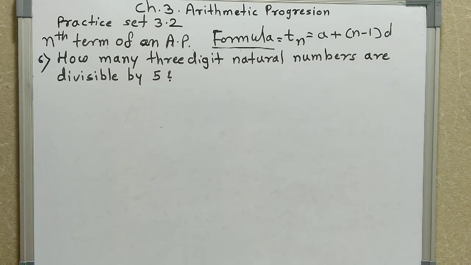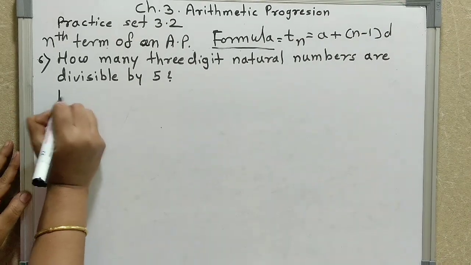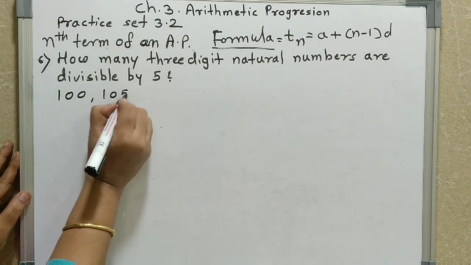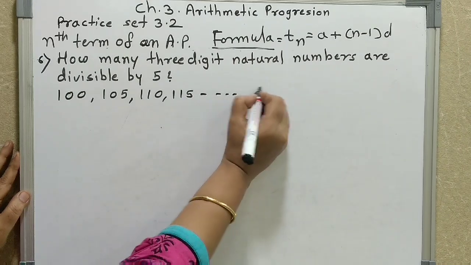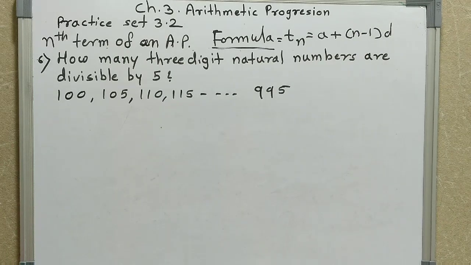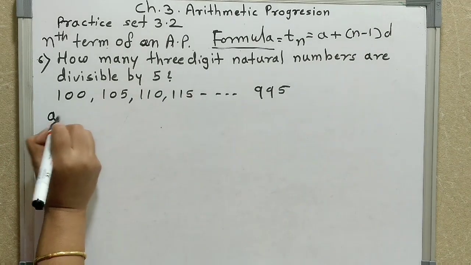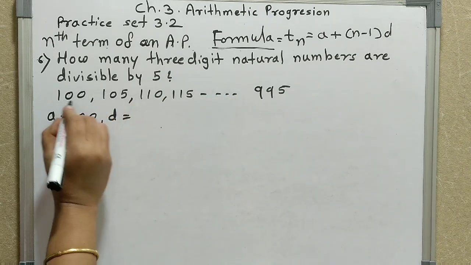How many 3-digit natural numbers are divisible by 5? First we see the 3-digit numbers. 3-digit numbers start from 100 up to 999. But we want those divisible by 5. So our first number is 100, then 105, then 110, 115, up to 995. These are the numbers divisible by 5. In this sequence, the first term A is equal to 100 and the difference between consecutive terms is 5.